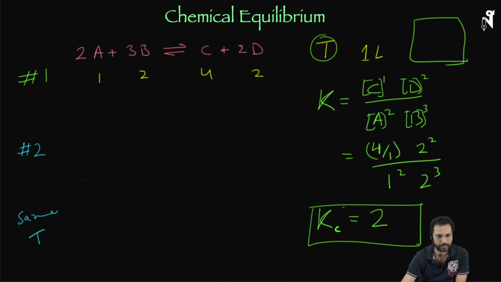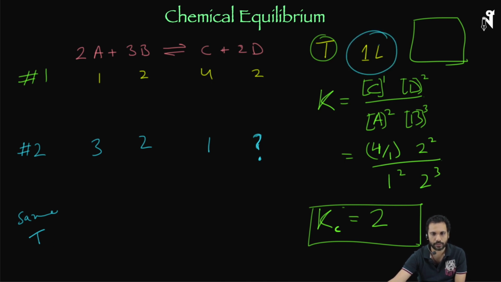For the second guy, he says at equilibrium the amounts of molecules are 3 and 2, which eventually is the concentration because the volume of the vessel is 1, and 1, and D is what I am asking you to find, that for this guy what would be the amount of D. He's saying that he's performing the experiment at the same temperature in same volume, 1 liter vessel. So what would be the value of D?